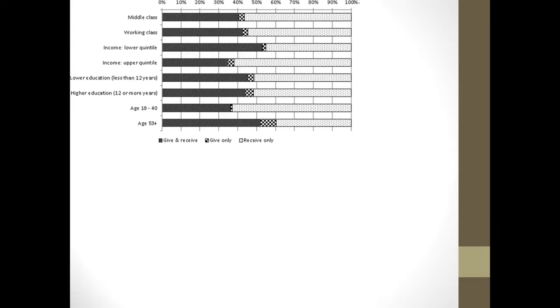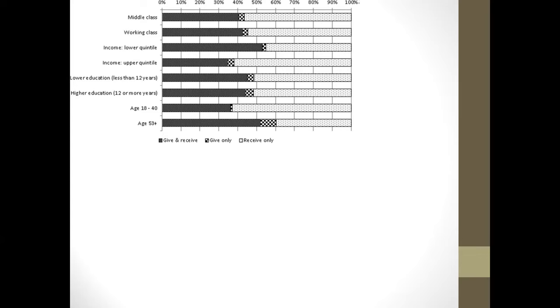And we can also have a look at who the people who share are. The darker part is give and receive, then in the middle is give only, very small, and the right one is receive only. So if we go from the top, both middle class and working class share in a very similar way. What's interesting is the income. People in the lowest quintile give more often than people in the upper quintile, the richest. Then the education has a very marginal effect, almost none. And age again, younger people more often share, more often receive, while older people more often give and receive.